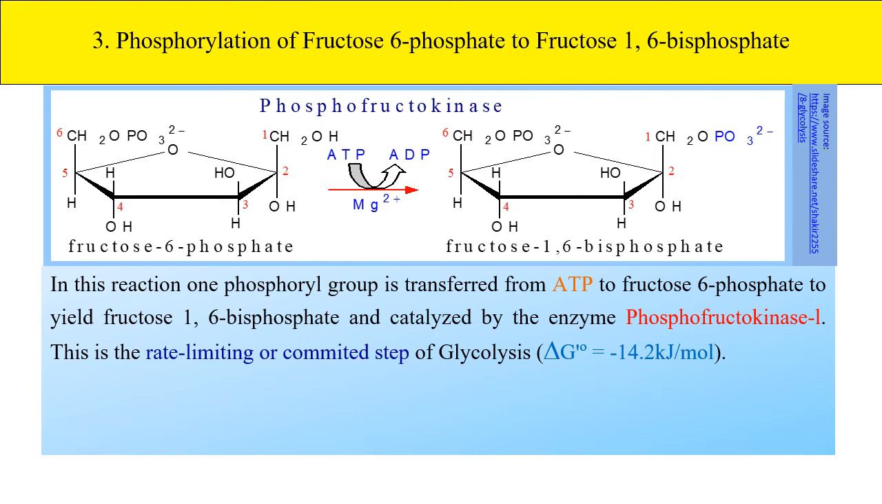which catalyzes the formation of fructose 2,6 bisphosphate from fructose 6-phosphate. This reaction is essentially irreversible and is the first committed or rate limiting step of glycolysis. The value of the standard free energy change is -14.2 kJ per mole.